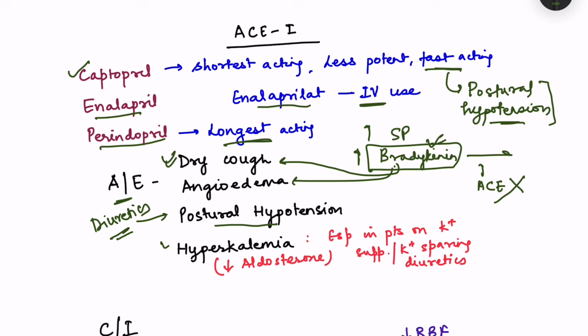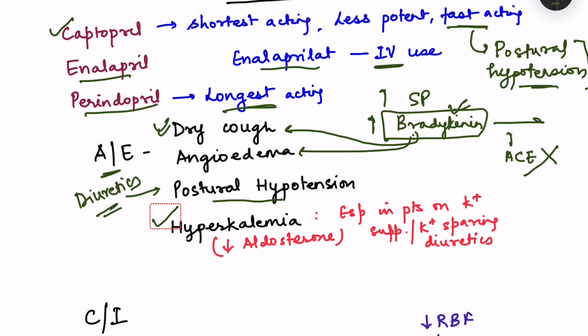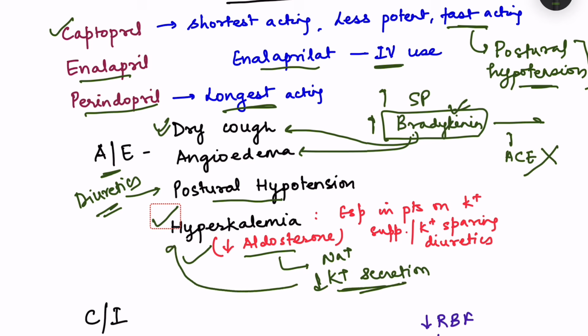So blood volume is lesser in them, so postural hypotension may occur. Then it can cause hyperkalemia. Why may hyperkalemia occur? Because when angiotensin 2 is not available, there will be a decrease in aldosterone, and the function of aldosterone is to increase sodium reabsorption and potassium secretion. So when there is a decrease in aldosterone, there is a decrease in potassium secretion. This can lead to hyperkalemia, especially in patients on potassium supplements or on potassium sparing diuretics. Okay, so those are the various adverse effects.